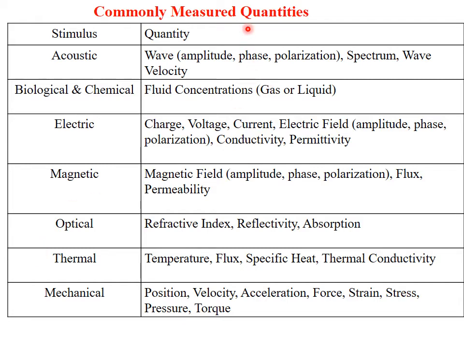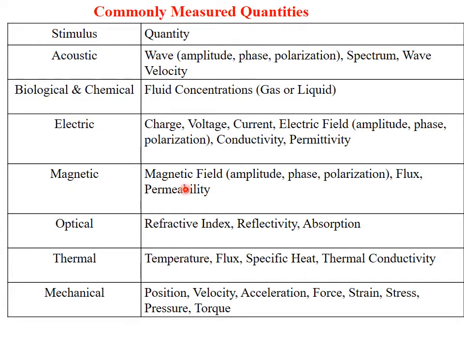Commonly used measuring quantities are shown here. On the left side is the stimulus you want to measure, and on the right the quantity you are going to measure. Acoustic stimulus can be measured through wave, spectrum of the wave or velocity. Biological or chemical can be measured through fluid, concentration of the gas or the liquid. Electric can be measured through charge, voltage, current, electric field, conductivity, permittivity, etc.